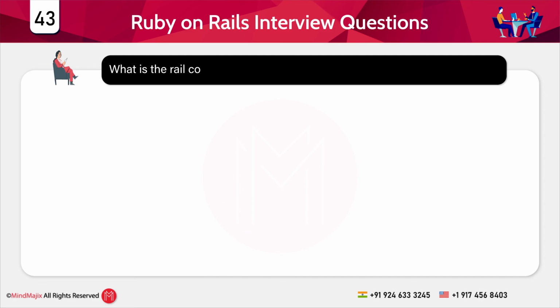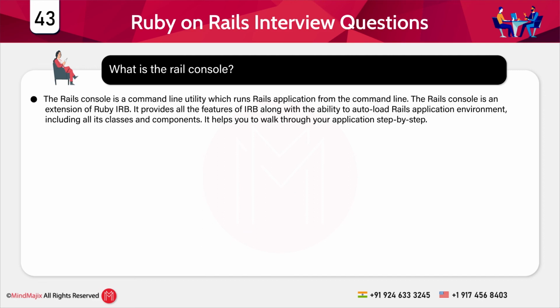What is the Rails console? Rails C, the Rails console. The Rails console is a command line utility which runs the Rails application from the command line. The Rails console is an extension of Ruby IRB. It provides the features of IRB along with the ability to auto-load the Rails application environment, including all its classes and components.